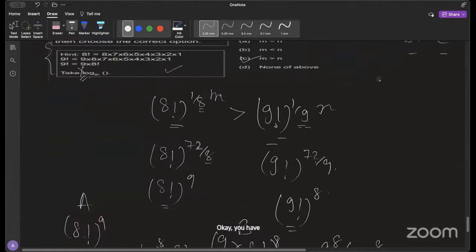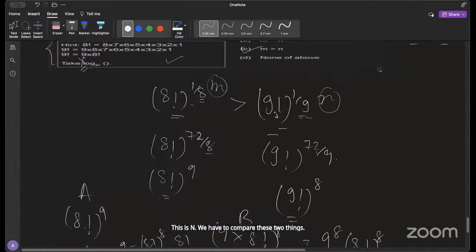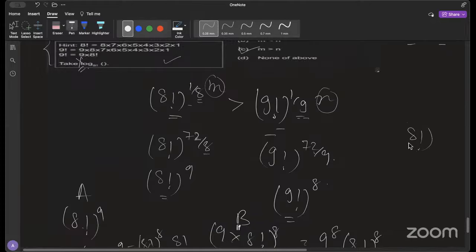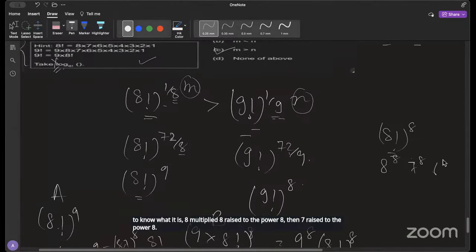Okay, you have to compare these two things, right? This is M, this is N. So you have to compare these two things. And we know what 8 factorial is, we know what 9 factorial is, but we don't know what it is when it's raised to the power 1 by 8. Because 1 by 8 is not something that you can just write. If it's 8 factorial to the power 8, you know what it is: 8 raised to the power 8, then 7 raised to the power 8, then 6 raised to the power 8. But if it's 1 by 8, it's a little complicated, right?